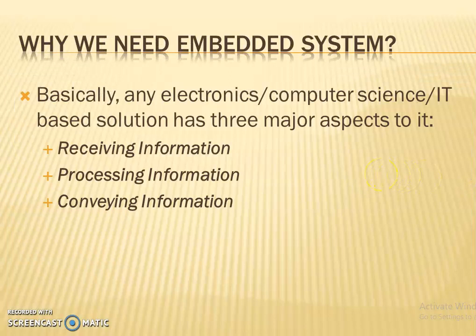Next, why are we going for the embedded system? A good embedded system must consist of receiving information, processing information, and conveying information. Receiving information will represent the input, processing information will represent the processing capability of the embedded system, and conveying information will represent the output.